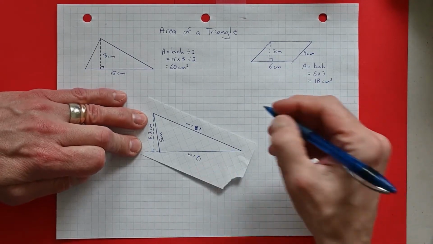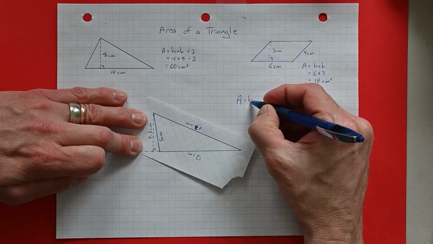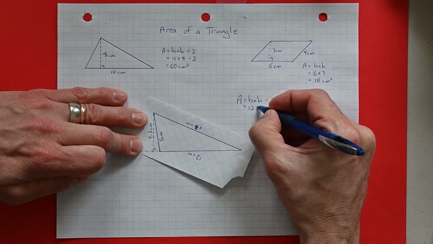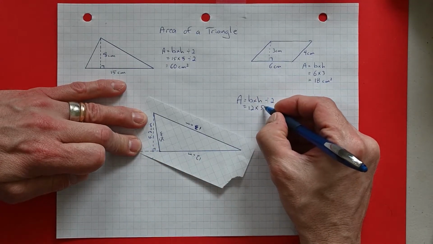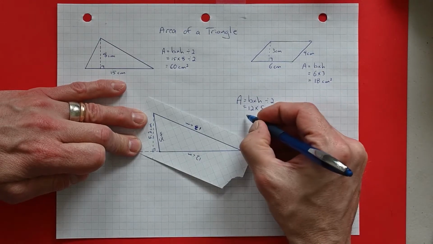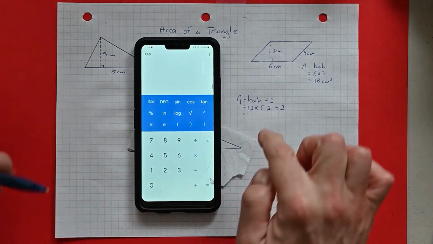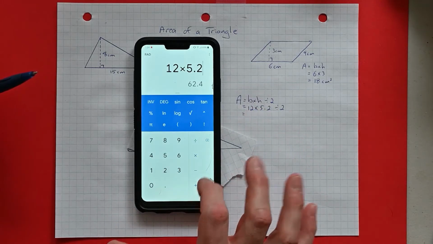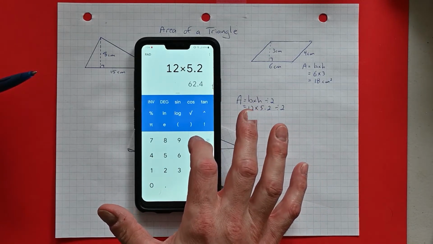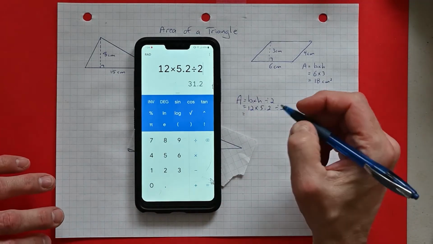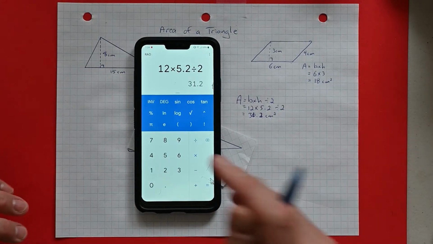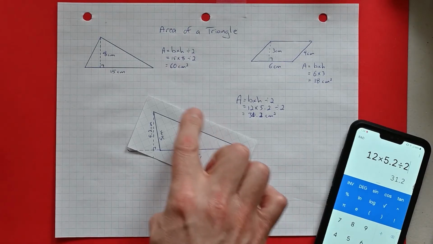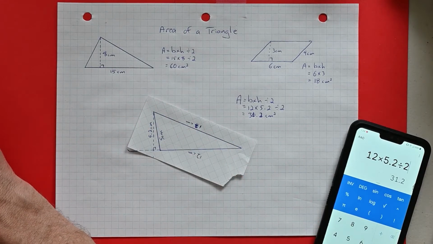So in this particular case then, we would have the area is base times height divided by 2. That's the 12 times the 5.2, all divided by 2. Let's put in here the 12 times the 5.2 divided by 2. Oh, 31.2. So that's how we get the area of a triangle, and the sort of strange cases that sometimes get thrown at us like that.